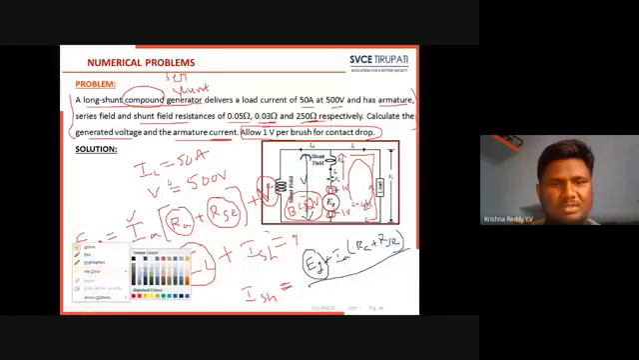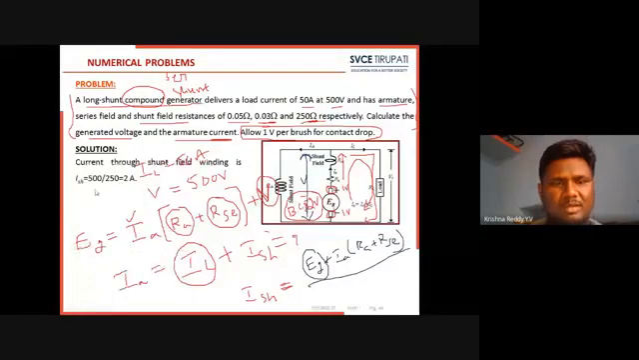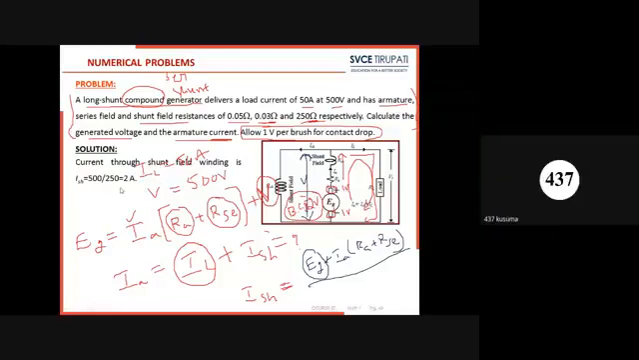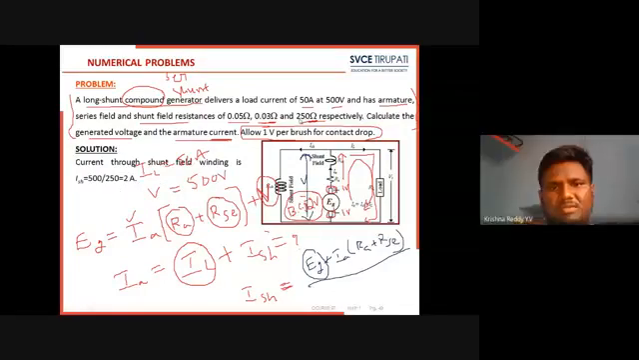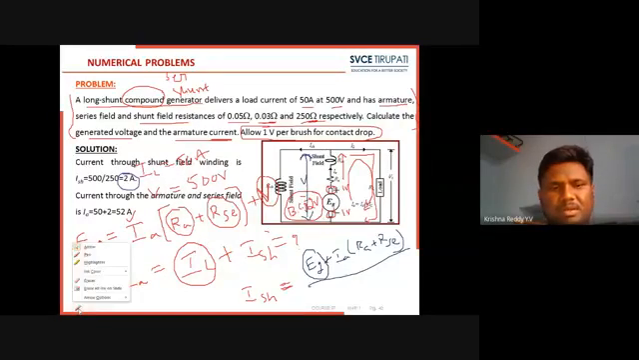If you look at the step-by-step procedure, the current flowing through the shunt field winding is V divided by RSH, which is 500 divided by the RSH value of 250 ohms. Then we get the shunt field winding current as 2 amperes. After that, according to KCL, IA equals IL plus ISH, which is 50 plus 2, 52 amperes.